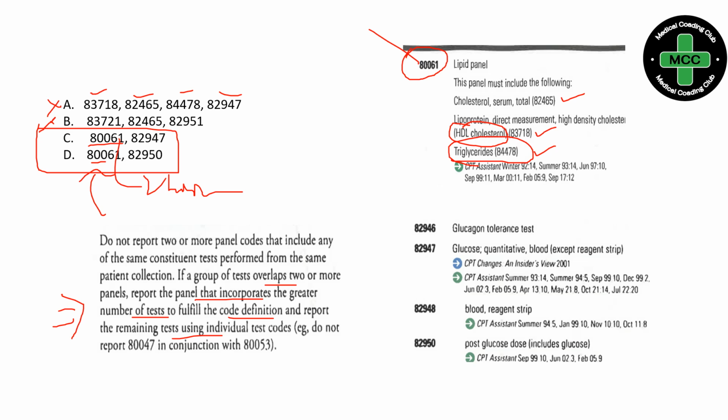And with that they have also performed a quantitative test for glucose. So you have to check the description of 82947 and 82950. 82947 says glucose quantitative blood except reagent strip. So quantitative 82947 is correct. So option C is correct for this particular question. Please go back and read the panel coding guideline. If you find any difficulties in understanding, please do comment. I'll try to help.